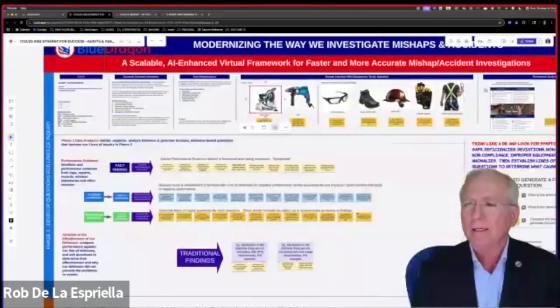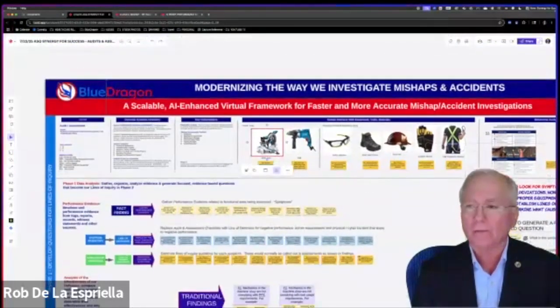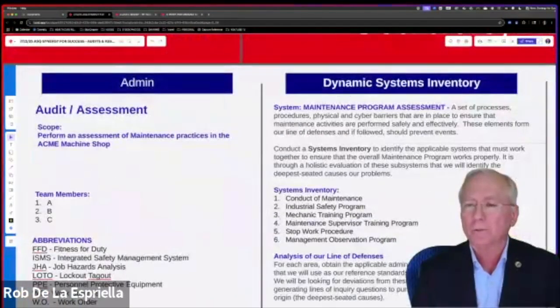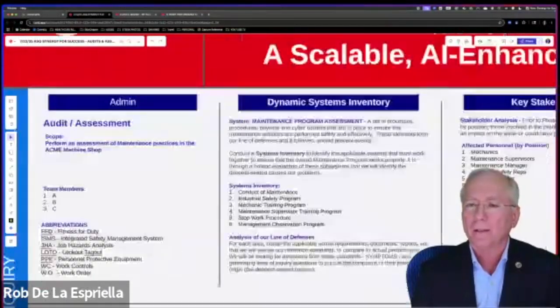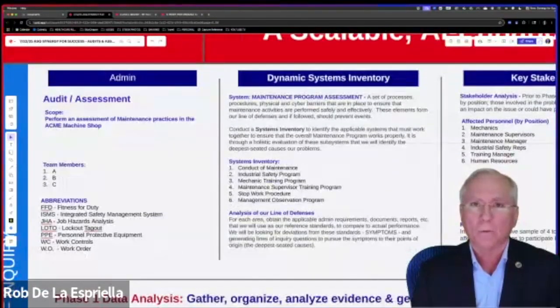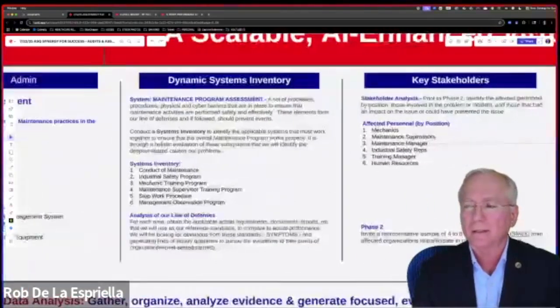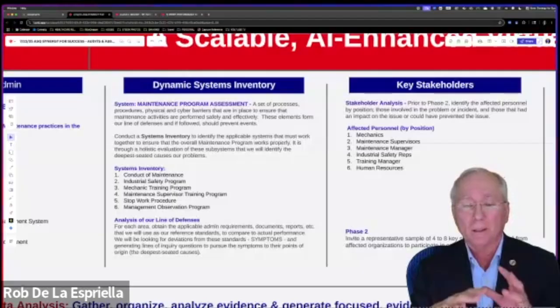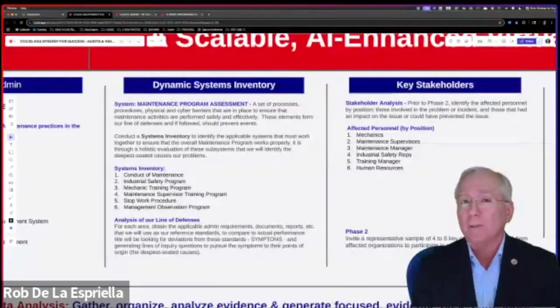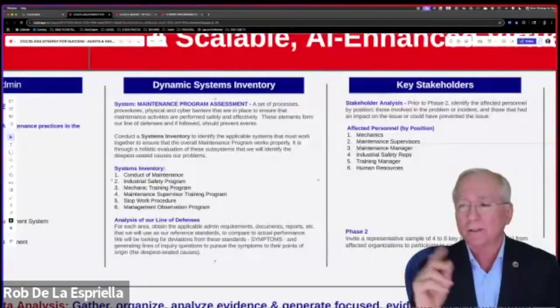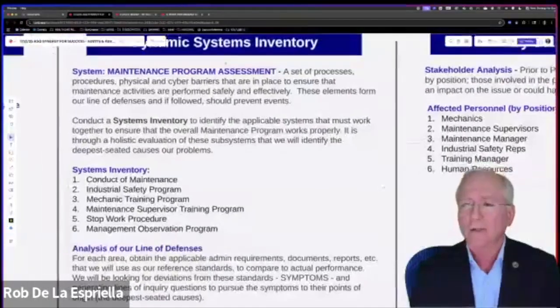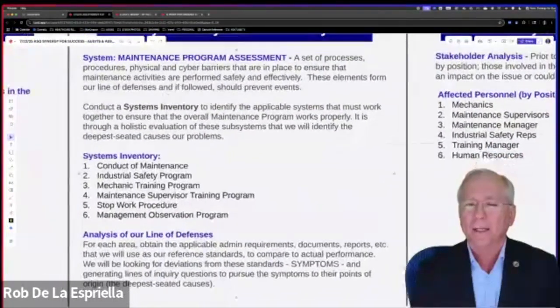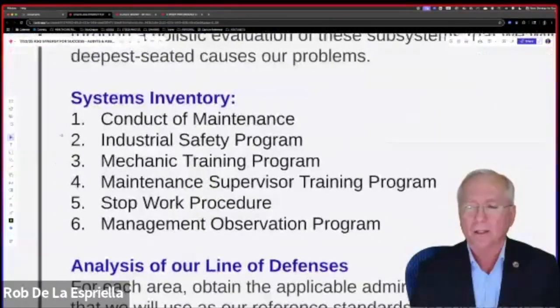In general, I'm going to walk you through a case study here just to give you a sense of how this might flow. If we're out to do a performance assessment on maintenance practices at the Acme machine shop, well, we have to understand what the field of play is. And if we bring in some systems theory, understand that whatever we look at can be treated as a system, we look for the elements that make that system work. So we do a systems inventory and say, okay, if we're doing a maintenance program assessment, what is it that I need to look for? All right, conduct of maintenance.